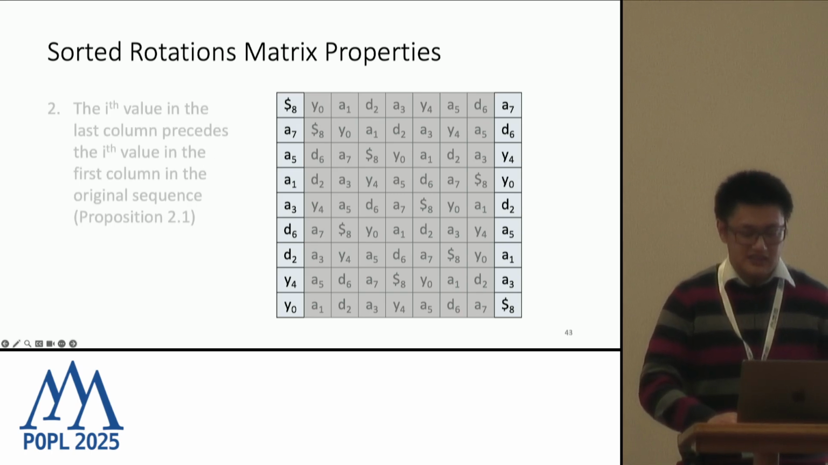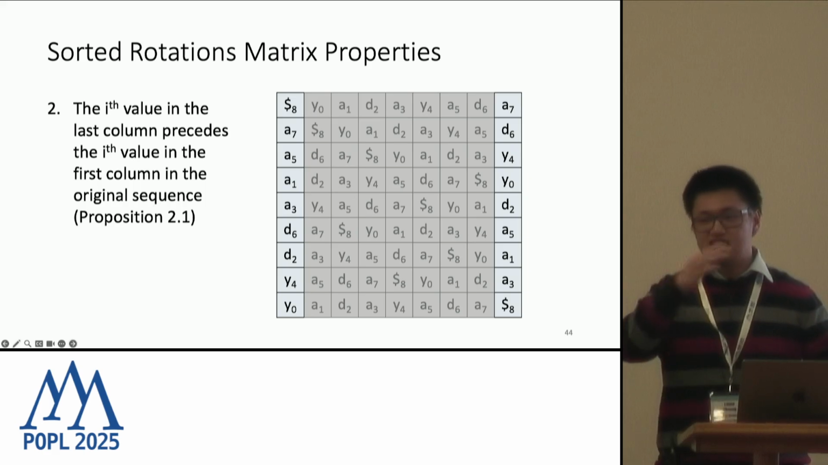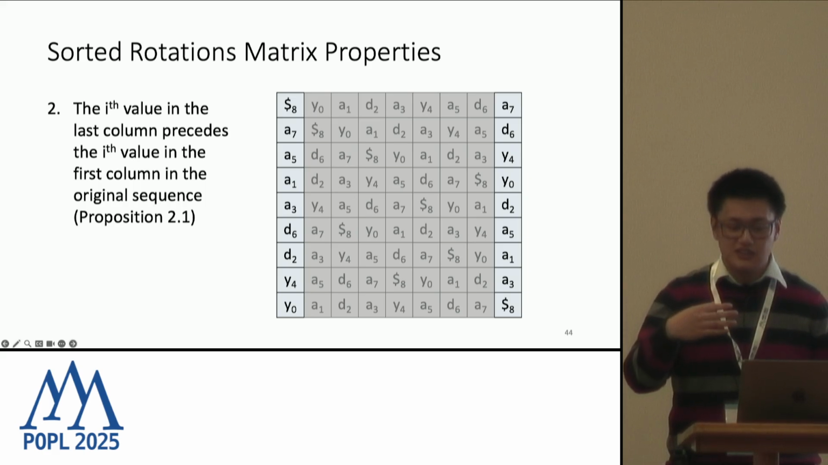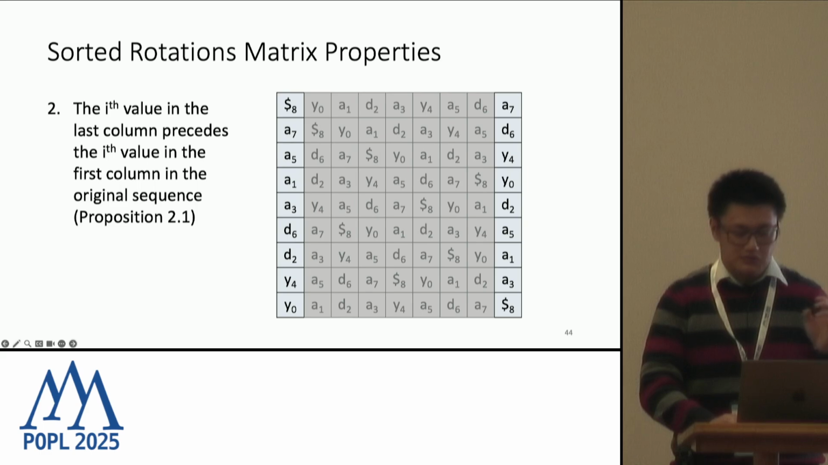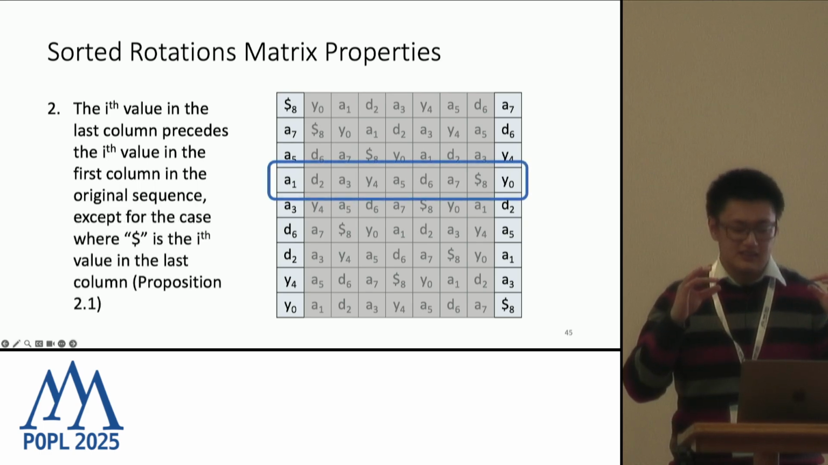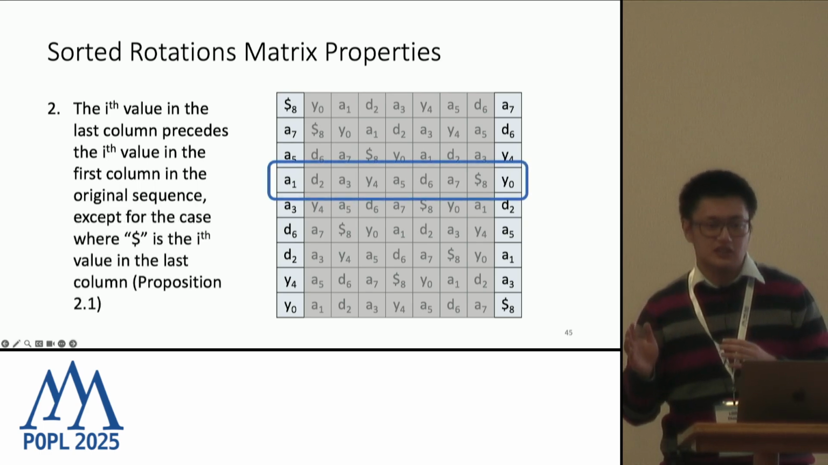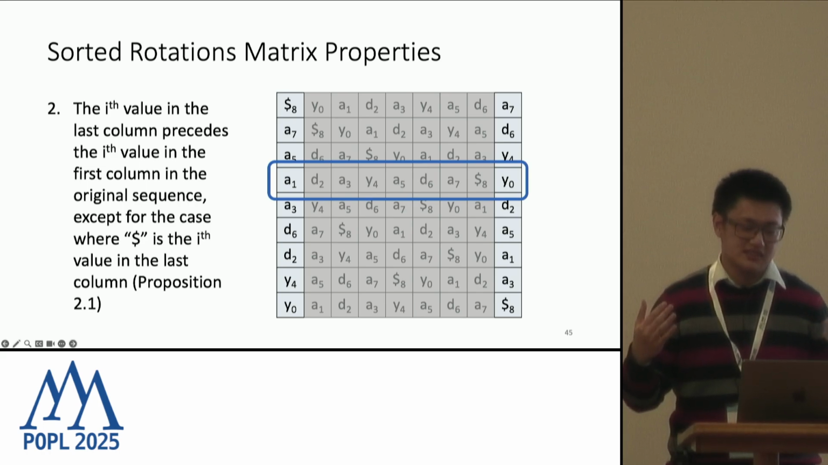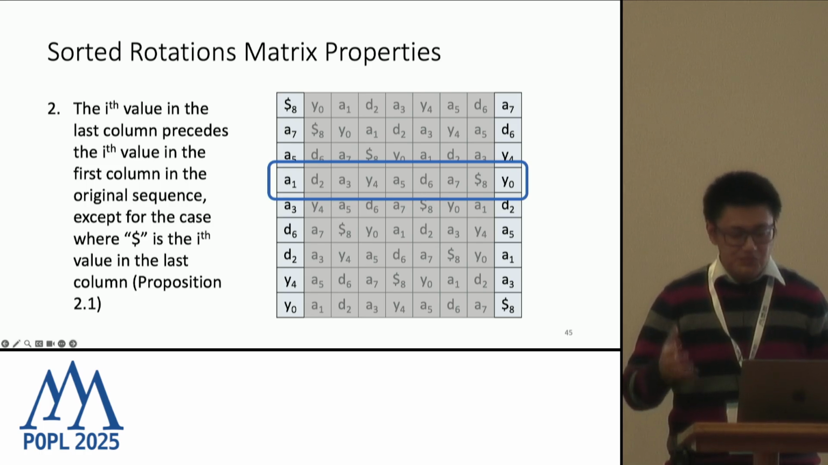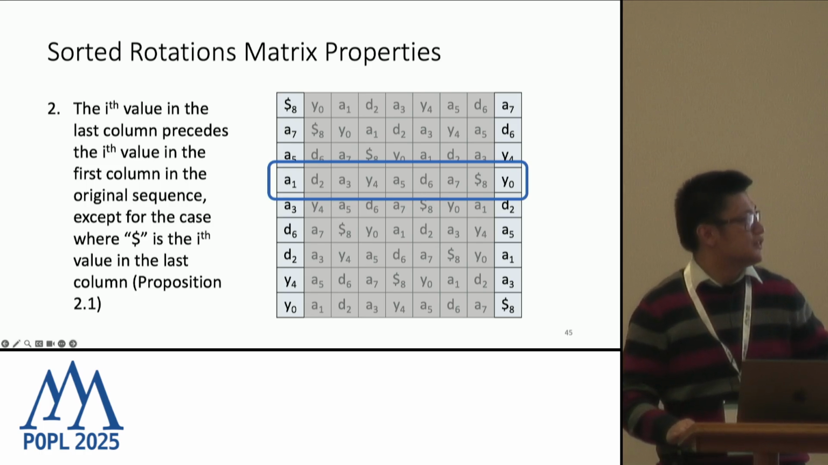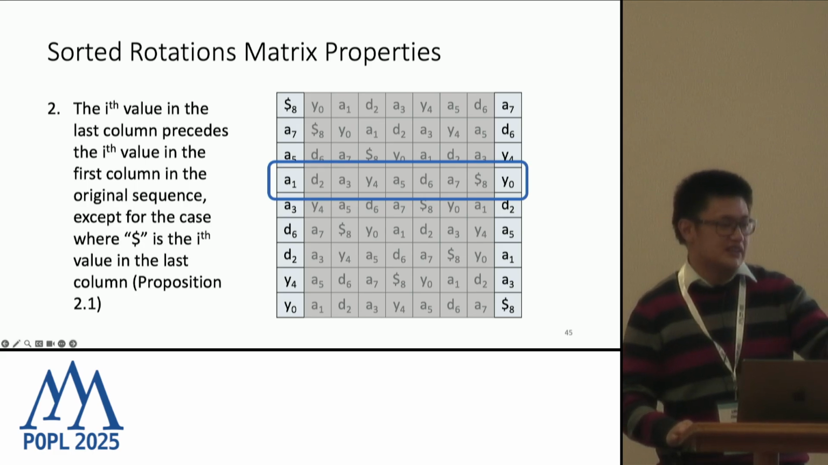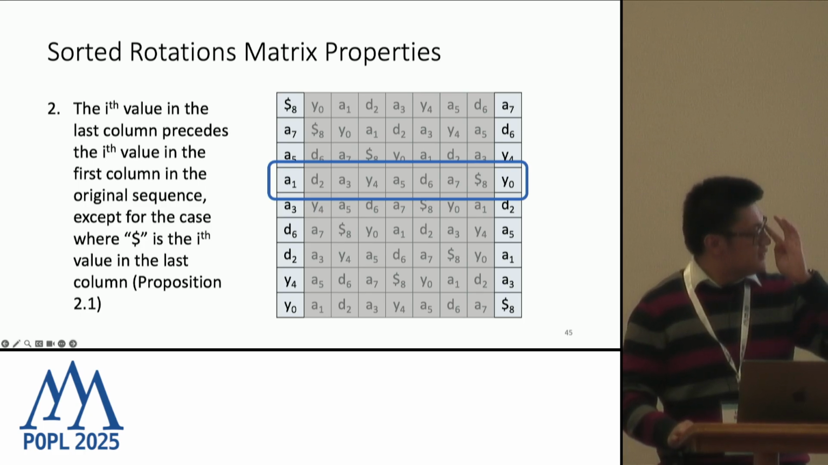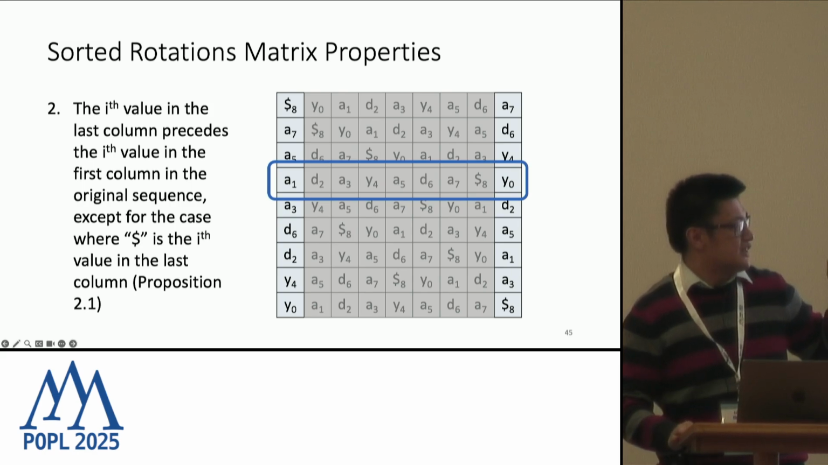The next one relates back to that whole suffix array construction, which is that the ith value in the last column precedes the ith value in the first column, except for that one special case. So in this case, you can see that y0, which is in the last column in that fourth row, should precede a1, which is in the first column.